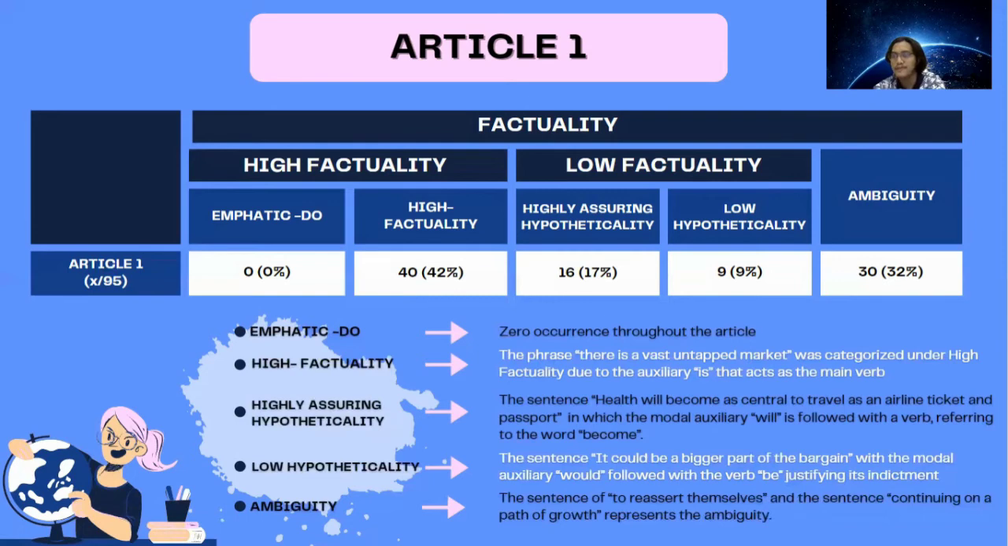Finally, the last part of the factuality system, labeled with 32%, or a total of 30 verb phrases found, is the category of ambiguity. Only two types of phrases are found to belong within this category. There are the infinitive to followed by a verb, or an independent verb with the ing inflection, such as the sentence to reassert themselves for the former, while the sentence continuing on a path of growth represents the latter.